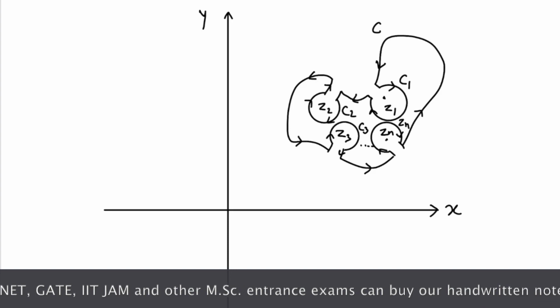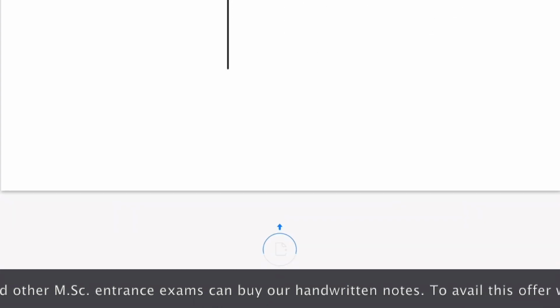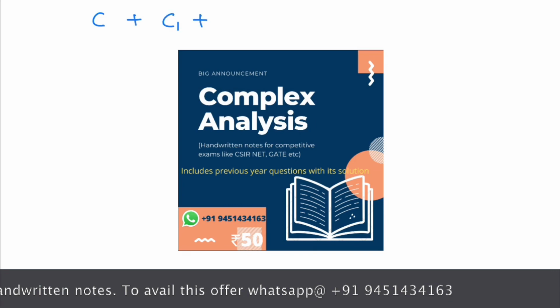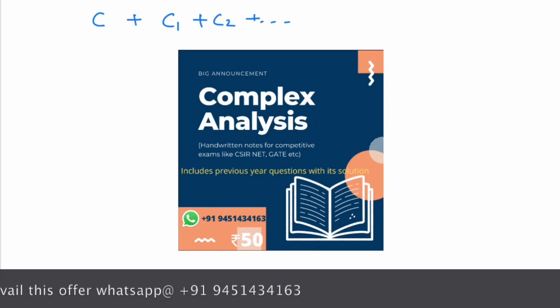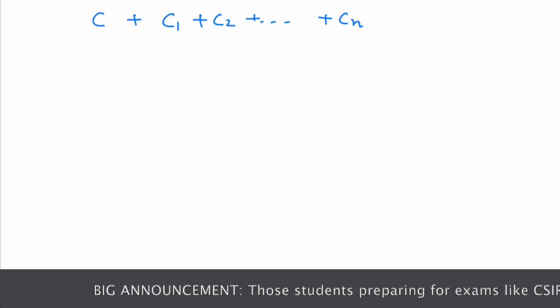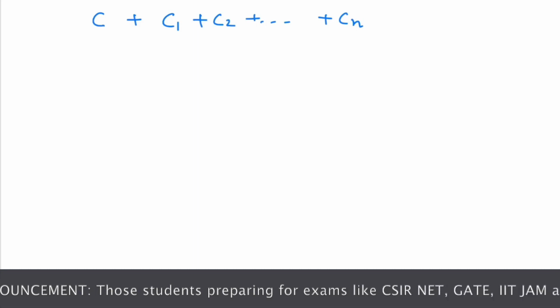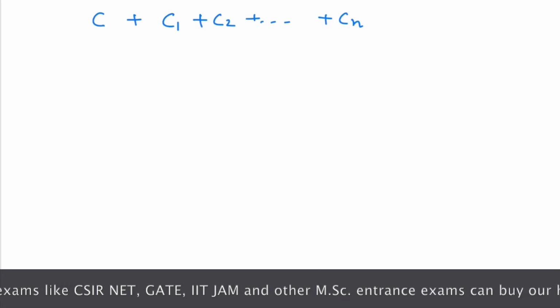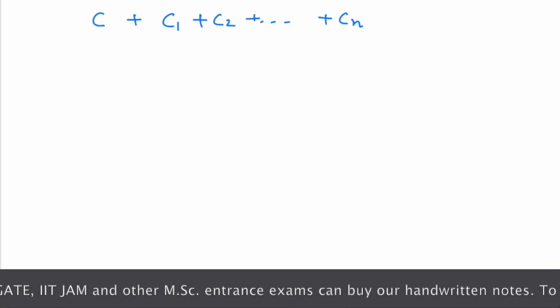Now in this contour, in what contour? In contour C, C1, C2 and Cn, the function f of z is analytic. Why so? Because we have taken those singular points out of contour C. Since function f of z is analytic inside this new contour, the integration of function f of z over this contour will be 0.